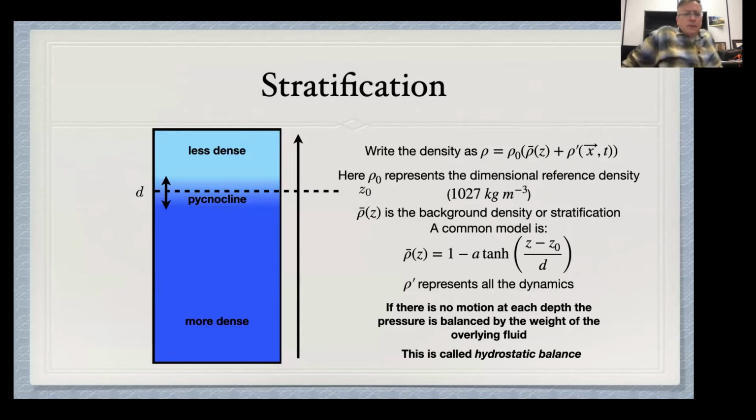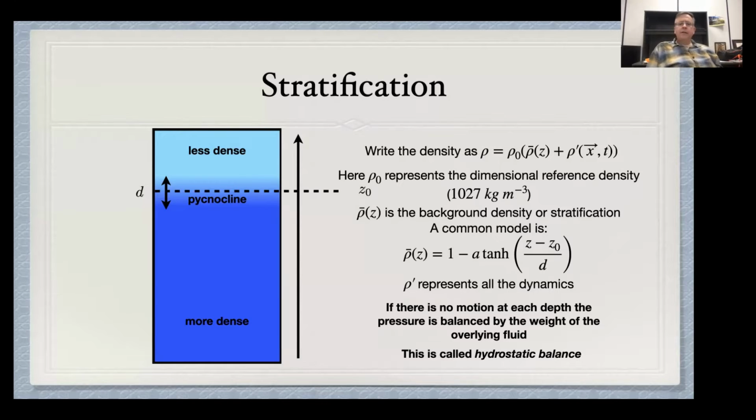Okay, so the basic waveguide I mentioned, just so you have it concretely in your head, right? You take the density, you write it as scaling, basically something that has all the dimensions. So think of rho naught as being 1027 kilograms per meter cubed if you want. And then two parts, right? Some kind of semi-permanent background state, rho bar of z, and then a perturbation, which is the way linear theory of waves would be derived.